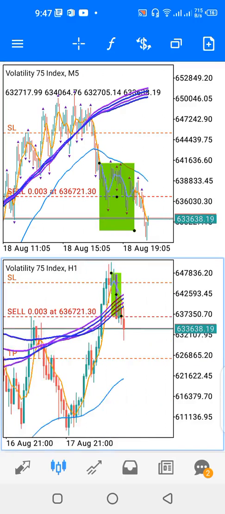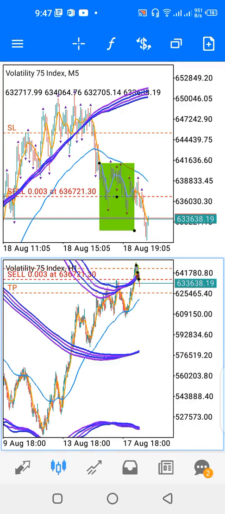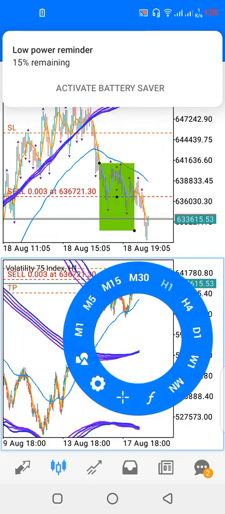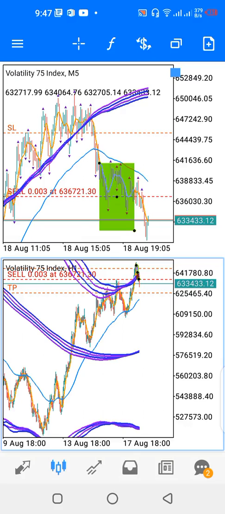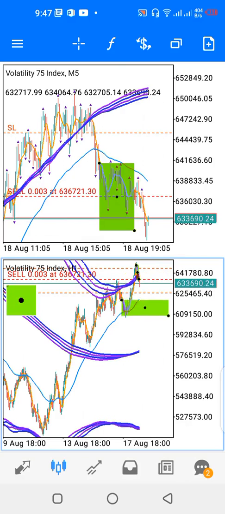Okay, now if I zoom out on the 1 hour time frame, price is also at the resistance area where we have the upper band. This is the upper band. This is the mid band, and this is the lower band. So price at the resistance is trying to drop from the resistance.